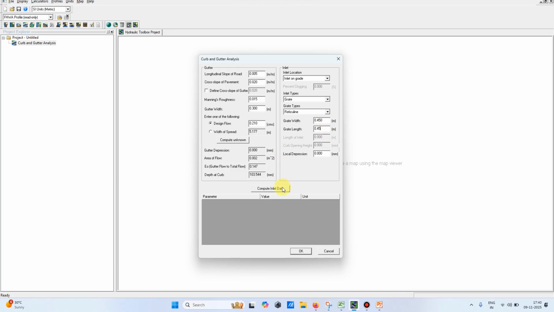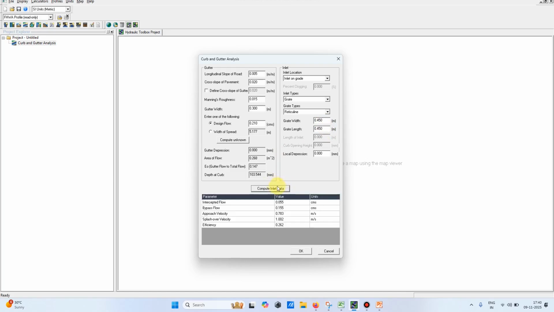Now I am computing this flow. So how much flow is it showing? If you can clearly see, the intercepted flow is 0.055, and the remaining will be the bypass flow. This flow is from one inlet. Whatever flow is not intercepted goes into the next inlet, that is nothing but the sag inlet here.